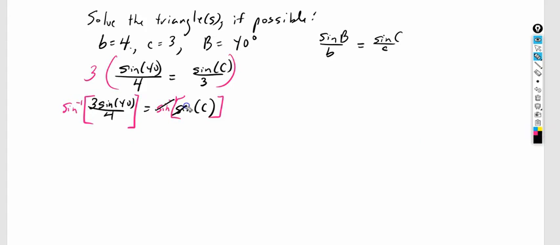And your calculator will only give you one answer for this if it exists. If this number in here is bigger than 1, then it won't exist. But if it exists, there are two possibilities, so we have to account for both possibilities.